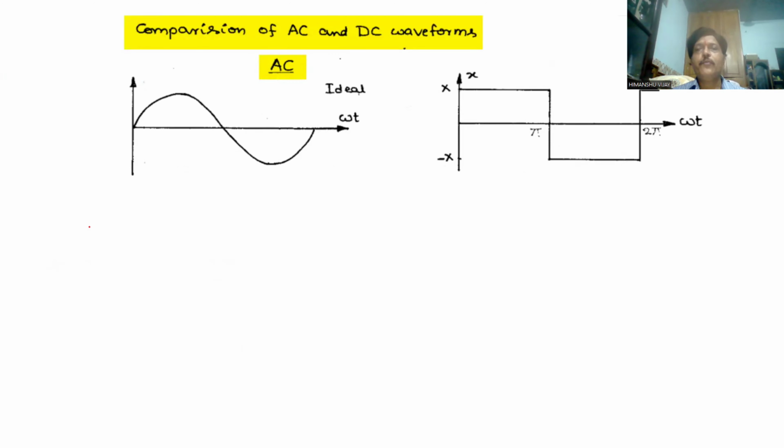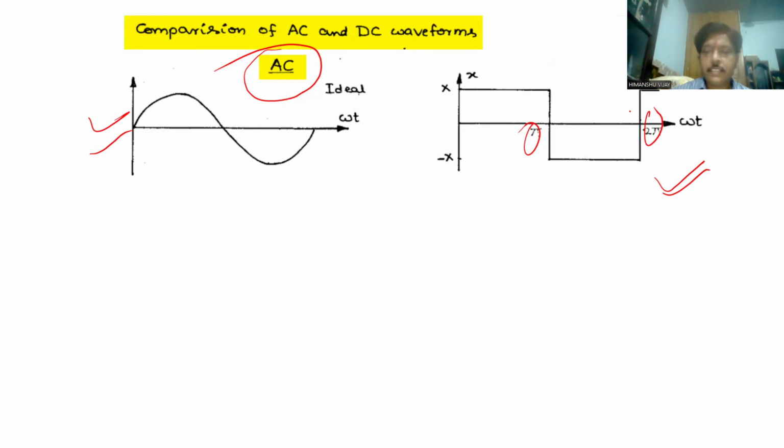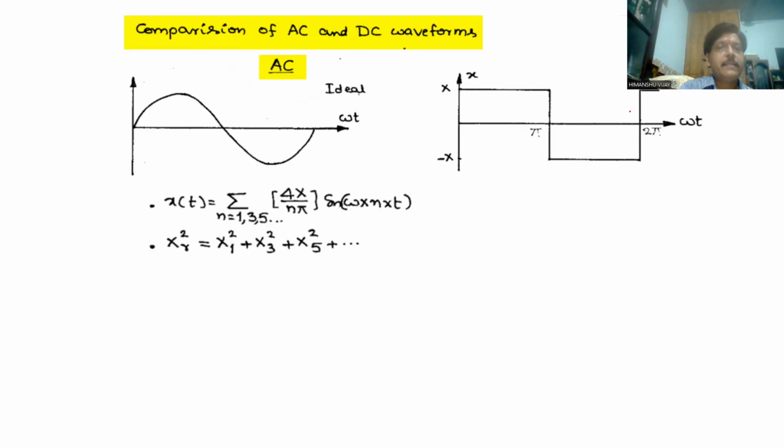Before moving further, there is a concept of how to deal with AC and DC waveforms. First, let me discuss the comparison of different AC and DC waveforms on the basis of Fourier analysis. I'm just quoting the expressions, so don't worry about them. I will discuss this later. For example, I'm talking about the AC waveform right now. This is the ideal AC waveform. In case of an inverter, you get an AC waveform like this, which is a rectangular wave. This is pi, this is 2 pi.